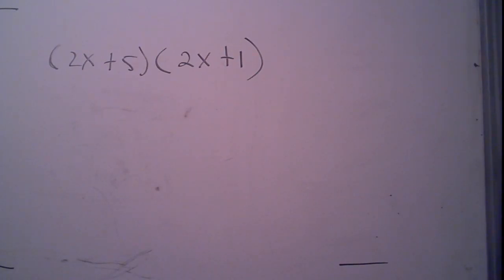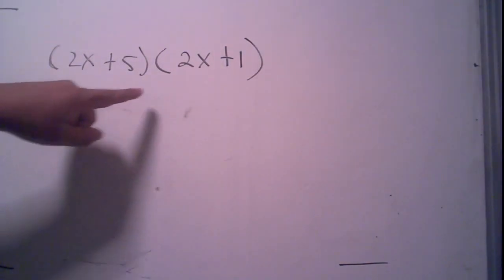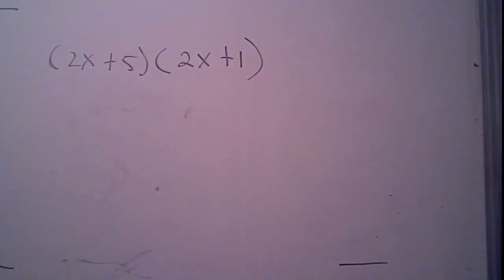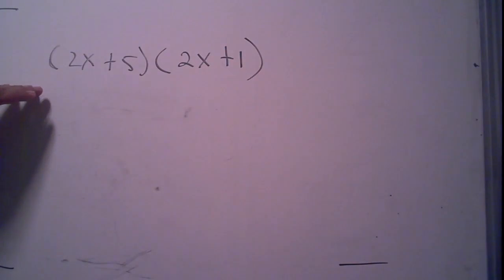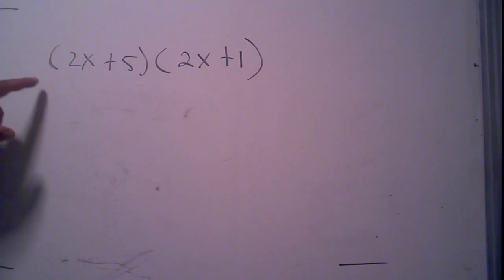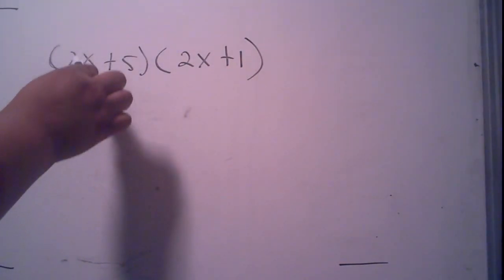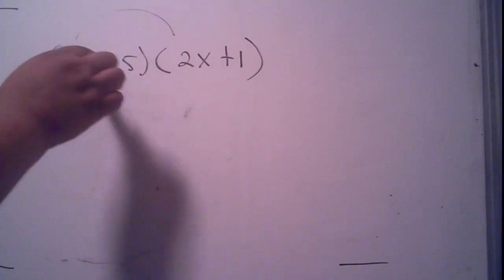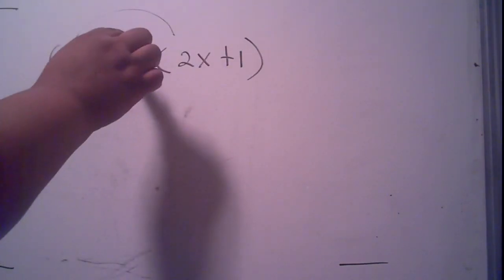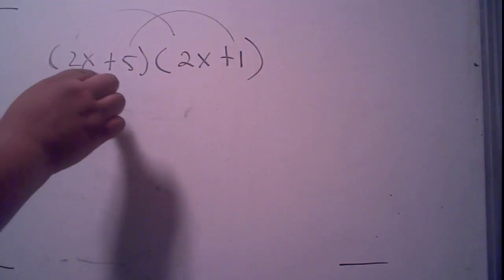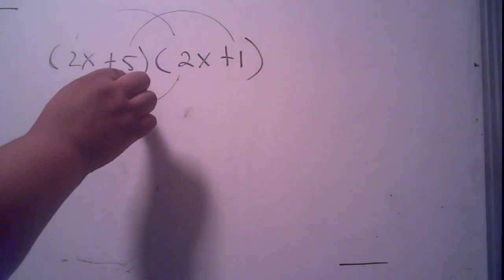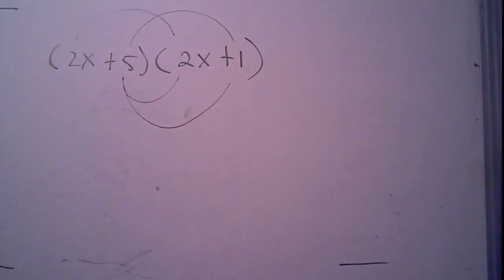Welcome guys. Our first problem that I'm going to talk about in this video is the one we have on the board. So we see that 2x plus 5 is being multiplied times 2x plus 1. Usually if you've ever seen high school math or any algebra course, they teach you how to do FOIL, where we multiply 2x times 2x, and 2x times 1, and then 5 times 2x, and then 5 times 1, and then we collect like terms together, and we come up with an answer.